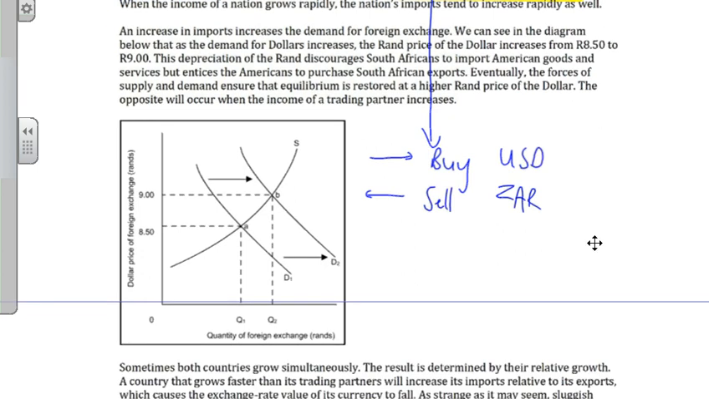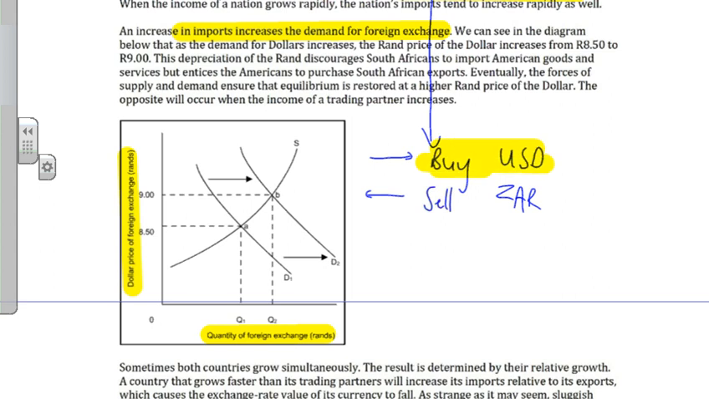Okay, and as per normal, imagine we would have one economics lecture without a graph. Supply, demand, movements of curves could not be. So here's our graph, of course. That's the dollar price, and there's the quantity of foreign exchange in rands. Okay, now let's have a look over here. An increase in imports will increase the demand for foreign exchange. So yes, if you want to buy more US dollar products, you've got to buy dollars, and that will drive the demand for foreign exchange.